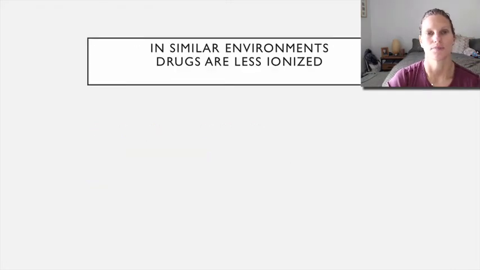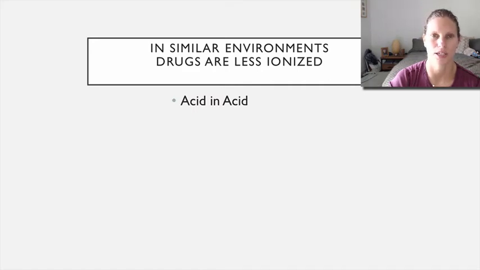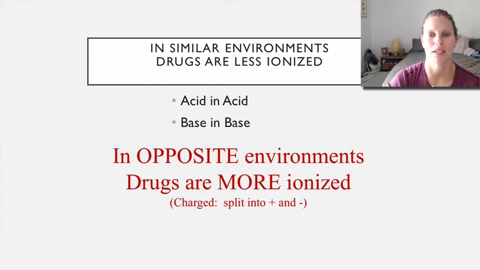Like I said, we have simplified this grossly. This is grossly oversimplified, but it's okay for our purposes. In a similar environment, drugs are less likely to be ionized. So an acid in an acid environment, a base in a basic environment. In opposite environments, drugs are more ionized, which means they split apart. So an acid in a basic environment will ionize. A base in an acidic environment will ionize.